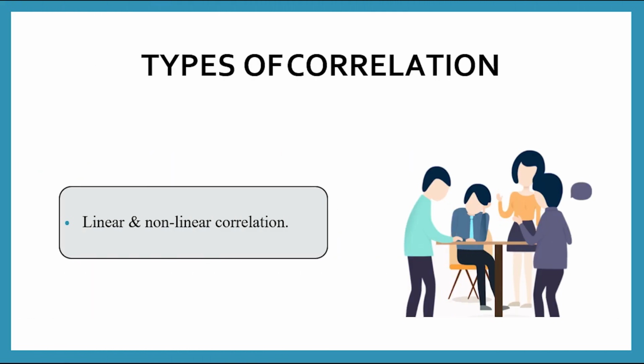Like the other correlations, non-linear correlation can be either positive or negative in nature, and accordingly, it may give either an upward or downward curve when plotted on graph paper.